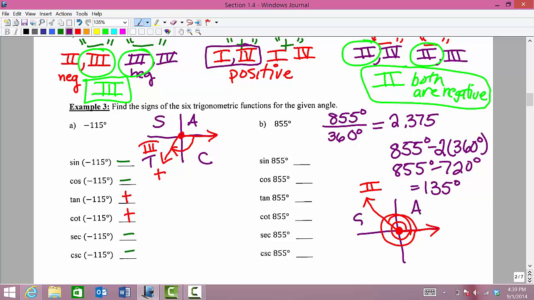All students take calculus. So that tells me that in quadrant 2, sine is positive along with its reciprocal. So sine is positive and its reciprocal cosecant is also positive. All of the other trig functions will be negative in quadrant 2.